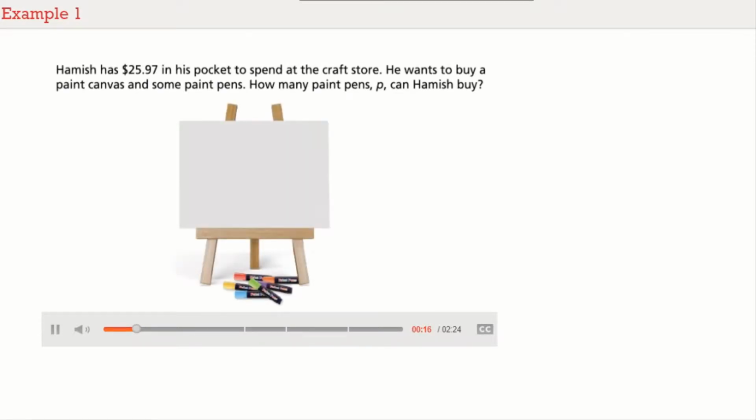Hamish has $25.97 in his pocket to spend at the craft store. He wants to buy a paint canvas and some paint pens. The canvas costs $14, and the paint pens are $3.15 each. How many paint pens, P, can Hamish buy?